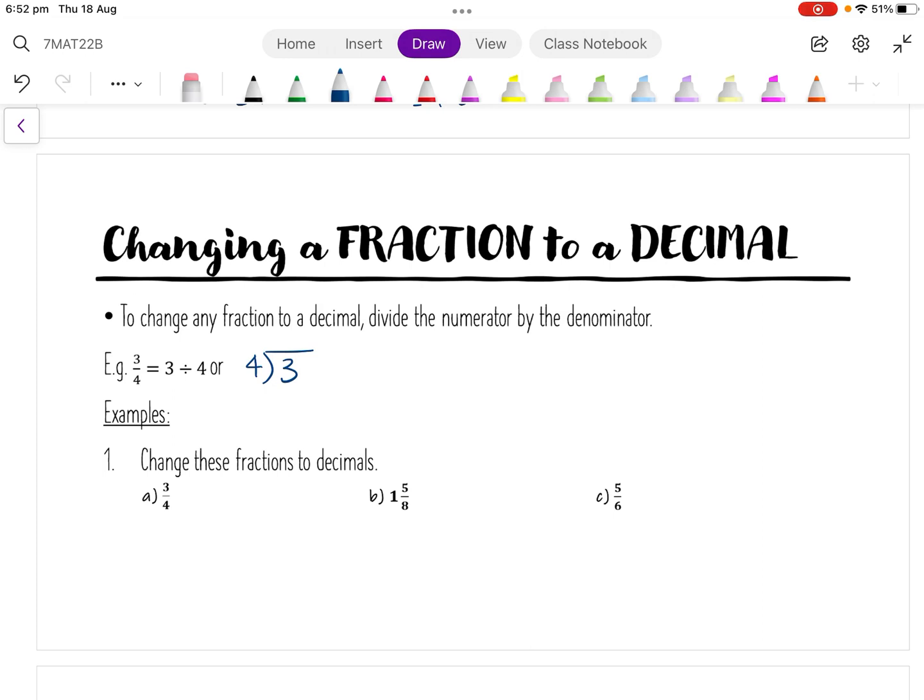So what we're going to do is have a go at changing these fractions to decimals. You might want to have a go at doing it while I'm doing it on the screen. I'm not going to pause the video though for you to do it.